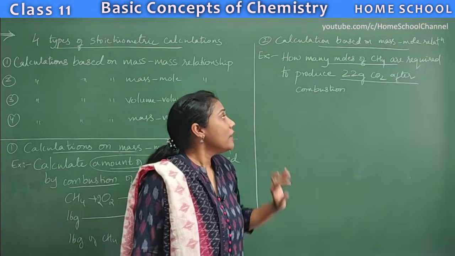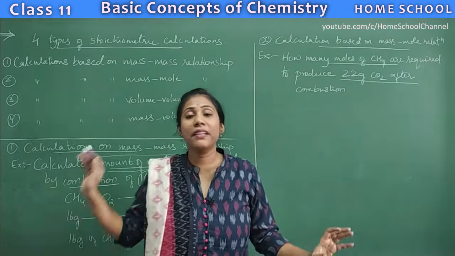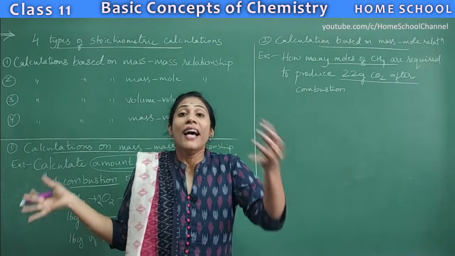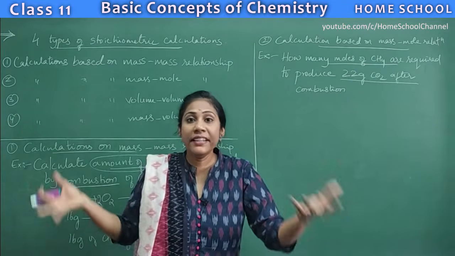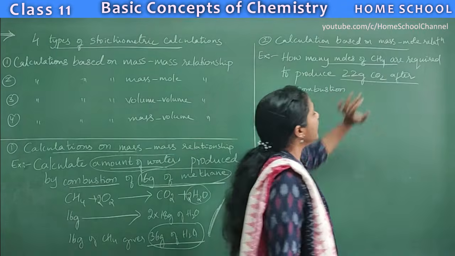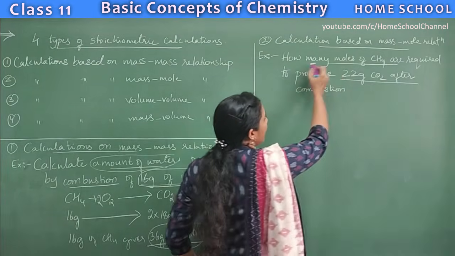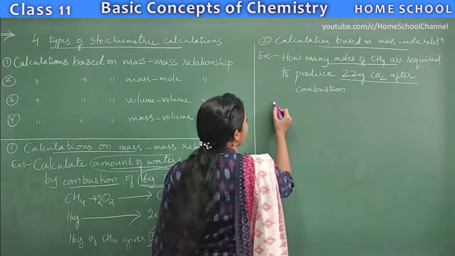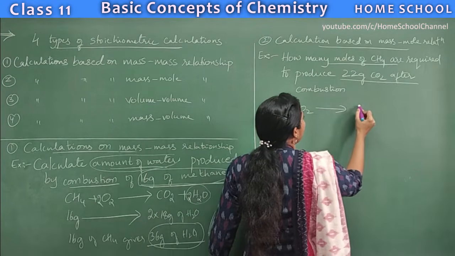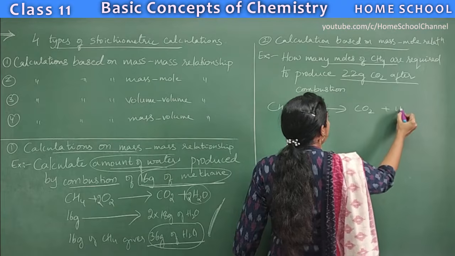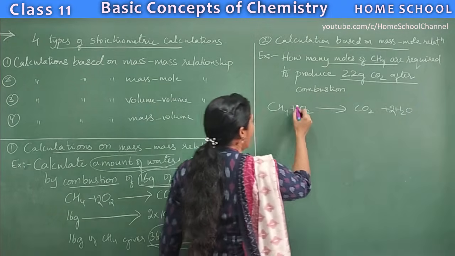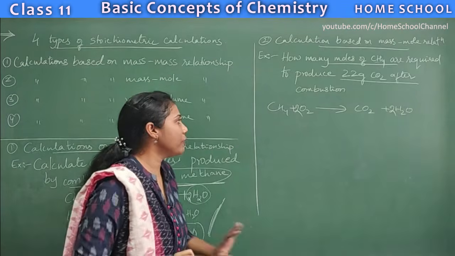So let us first write the balanced chemical equation, then we will pick the information from the question and then decide what is given and what is asked. Fine. What is the chemical equation you can write for combustion of methane? The same equation, CH4 plus O2 giving you carbon dioxide plus water. You should balance it. So how do you balance it? You will put 2 here and 2 here. Right, fine.